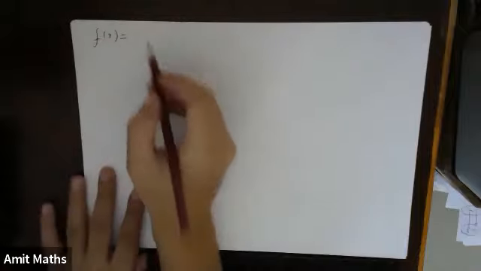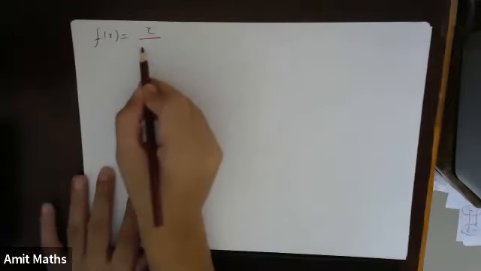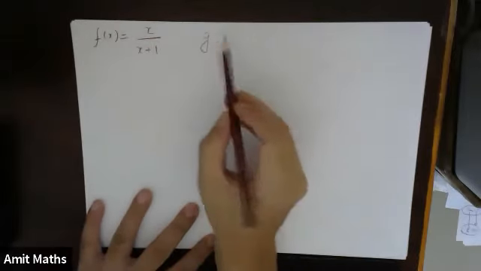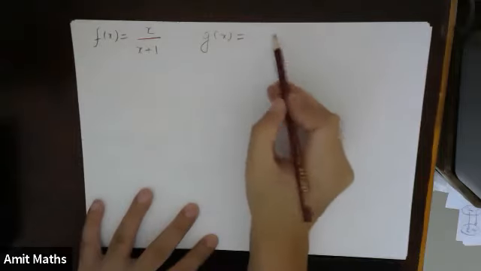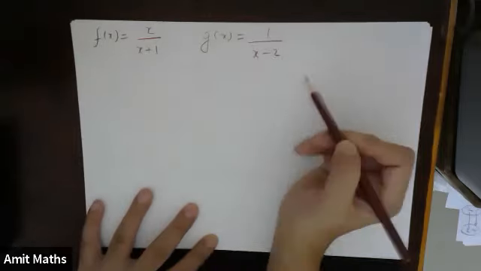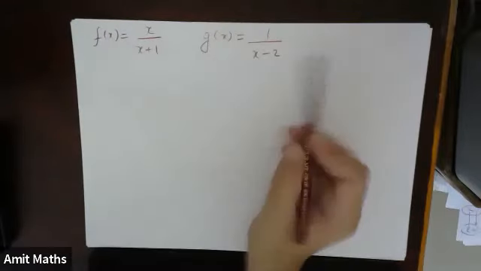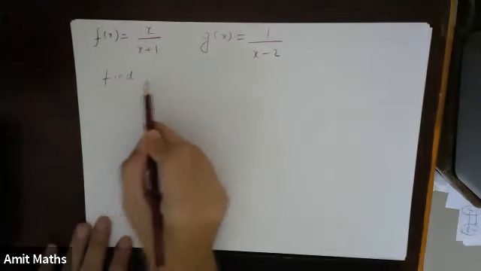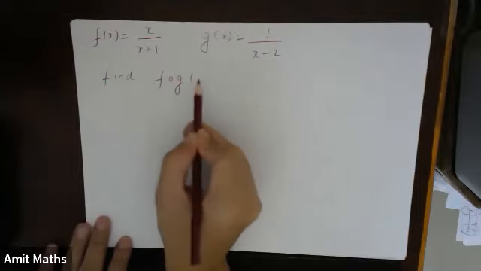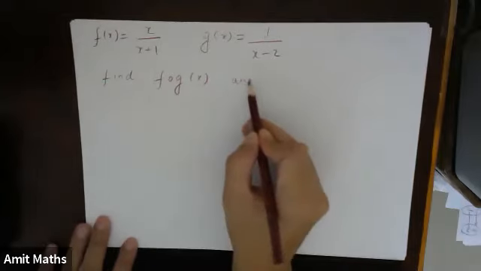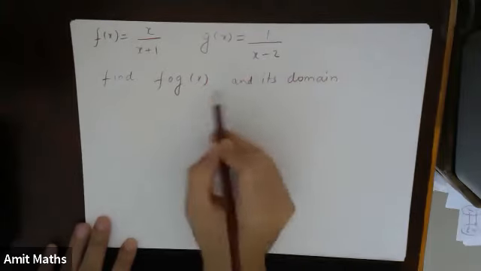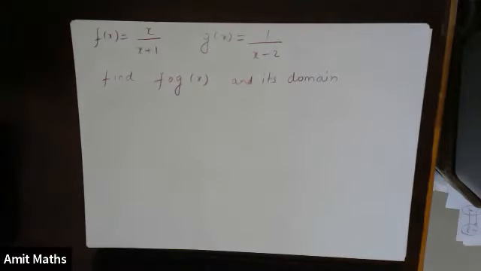So f of x is equal to x upon x plus 1, and g of x is equal to 1 upon x minus 2. Find f of g of x and state its domain. You have to find f of g of x and you have to find its domain. Okay, tell me the answer.